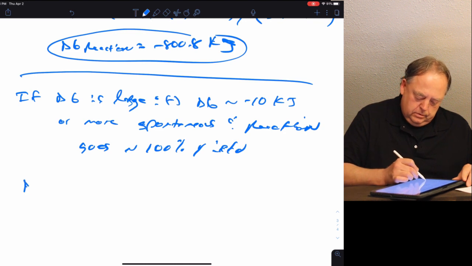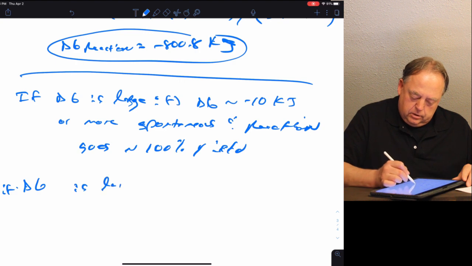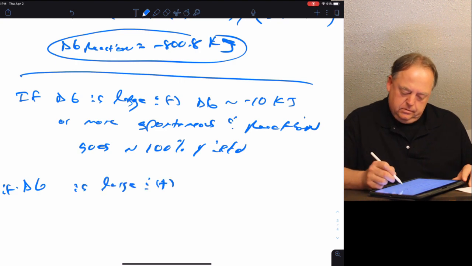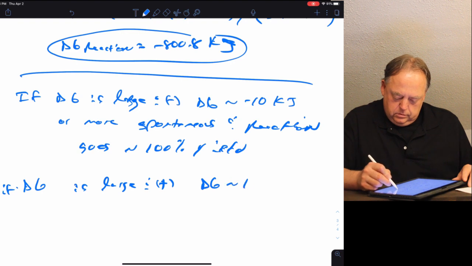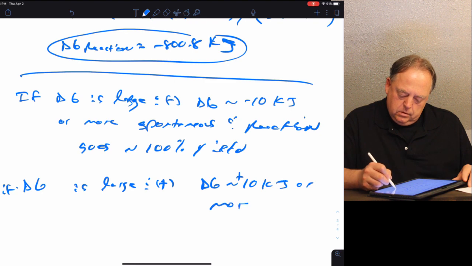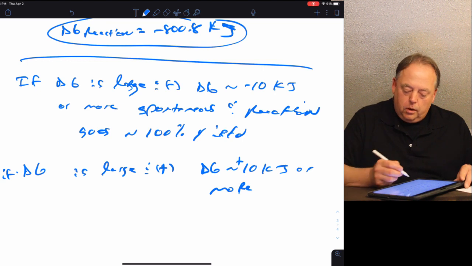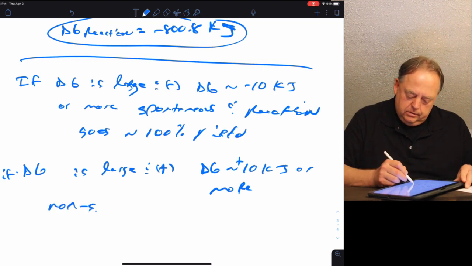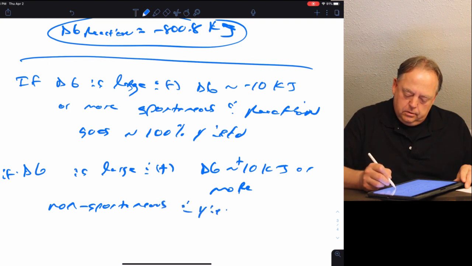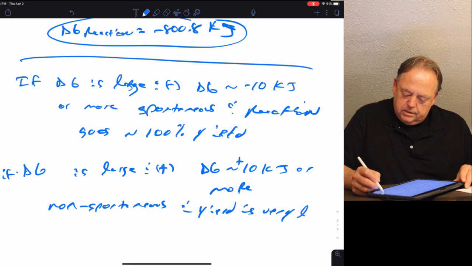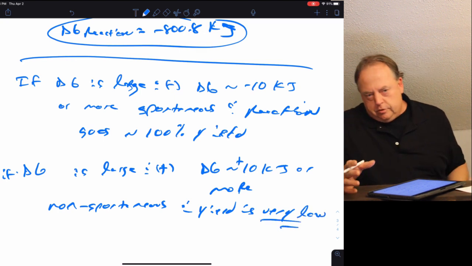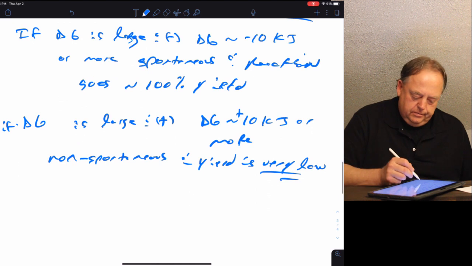If delta G is large and positive, so if it's around positive 10 kilojoules or more, then it's non-spontaneous, and the yield is very low. So it's almost all reactants and almost no products.